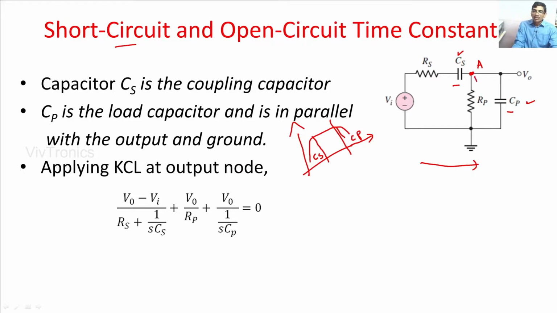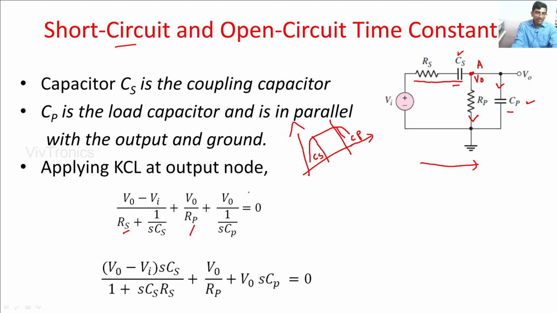Therefore the voltage at this node is V0. So V0 minus Vi divided by the series combination of Rs and the CS capacitor, which is Rs plus 1 by SCS, plus the current flowing in the Rp resistor, which is V0 divided by Rp, plus the current flowing in the Cp capacitor, which is V0 divided by 1 by SCP, the reactance of the Cp capacitor, equal to 0.